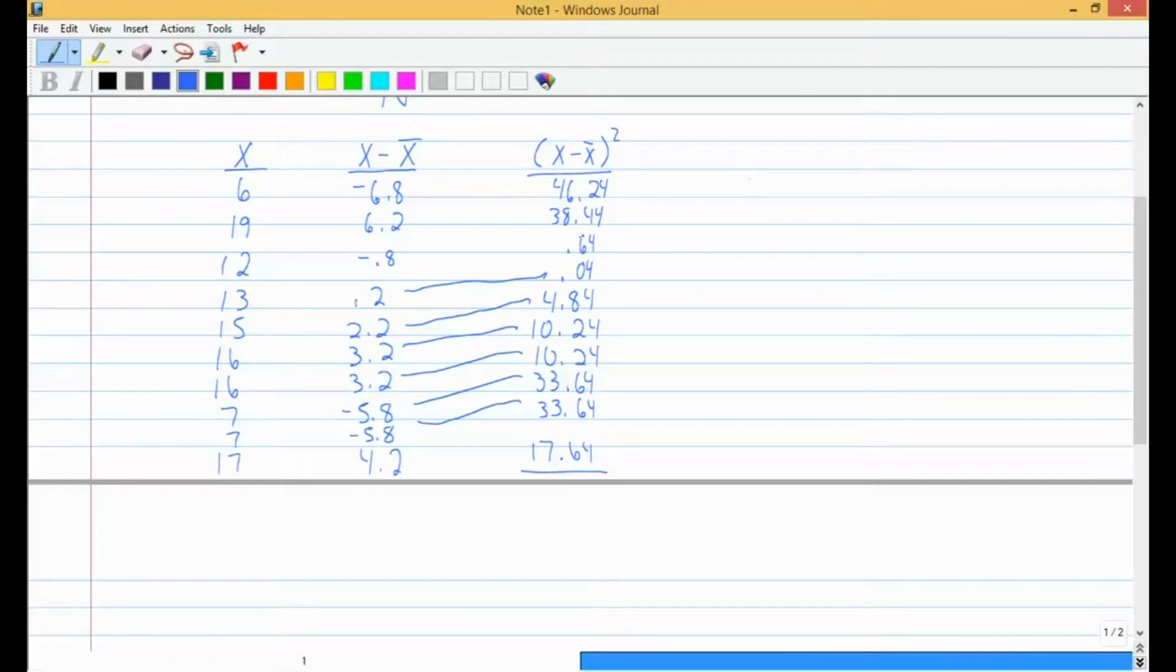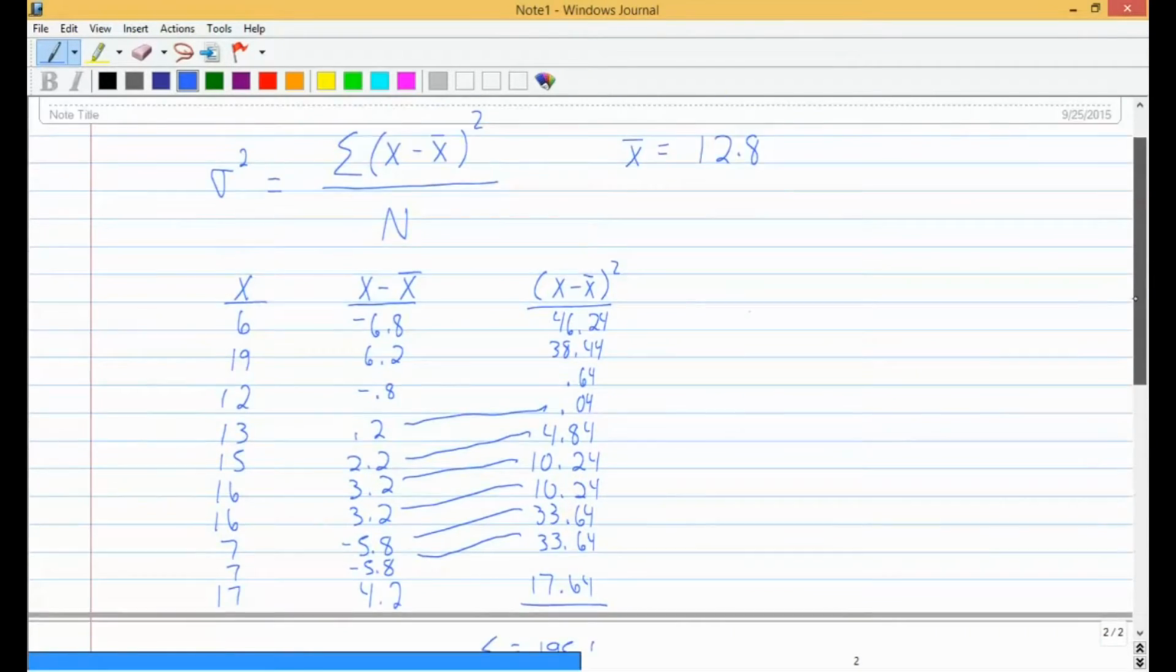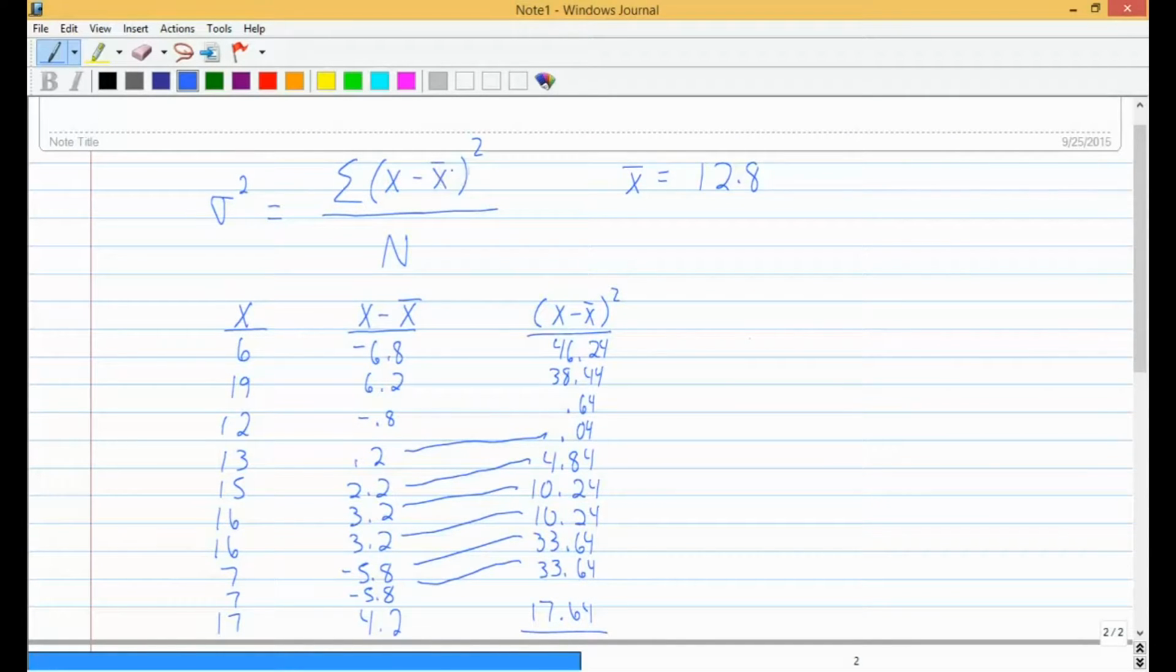And so add all of those up, and when you add all of those up, I got the sum equal to 195.6. And so that's what we plug into our formula. That is our sum of x minus x bar squared. That's this numerator right here.